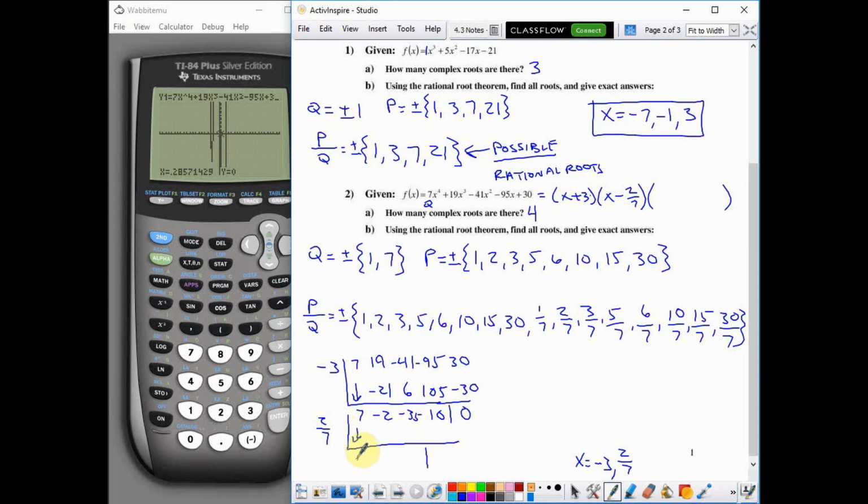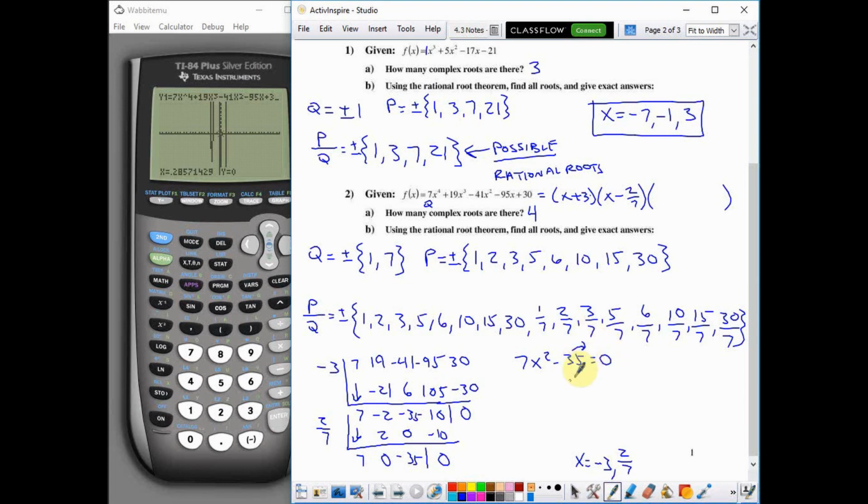Okay, so I'm going to bring down that 7 and multiply, and I'm going to get 2, add, multiply, add, multiply. So 2 times -35 divided by 7. -35 divided by 7 is -5 times 2 is -10. And I get a remainder of 0. So I get 7x squared minus 35, and I'm going to set that equal to 0 and solve.